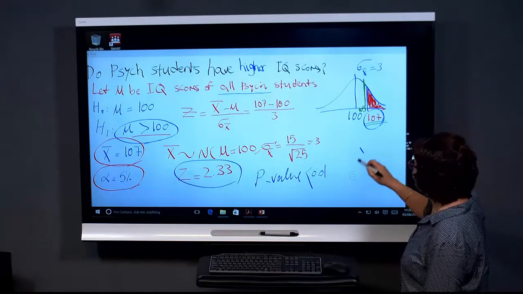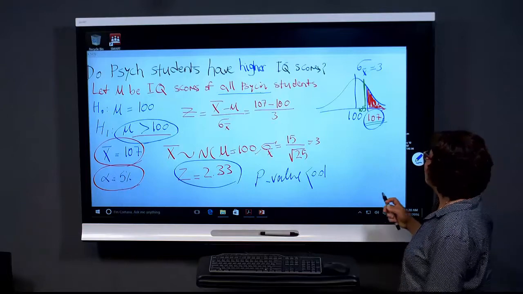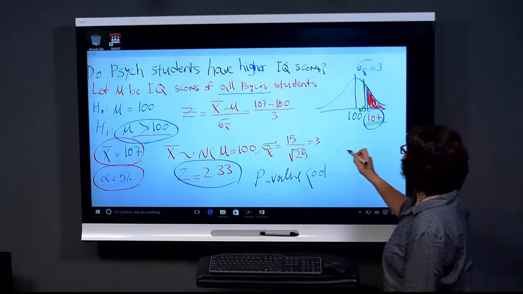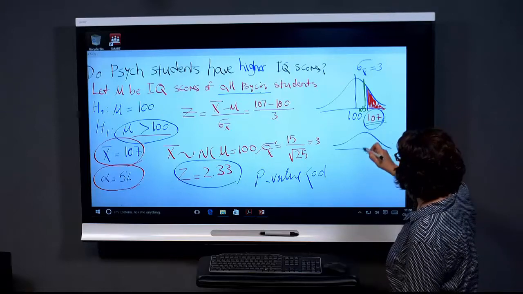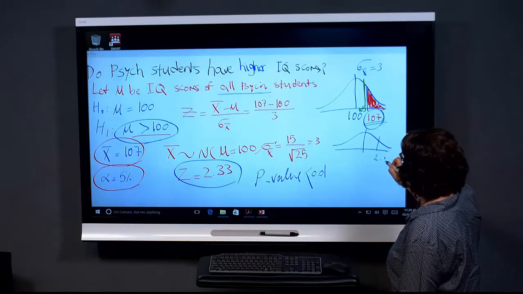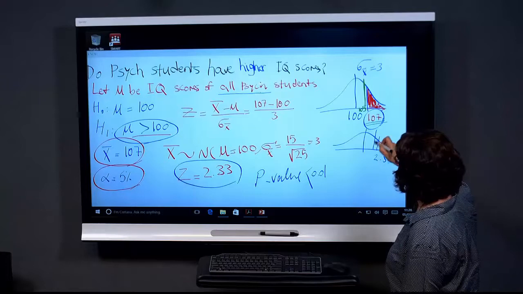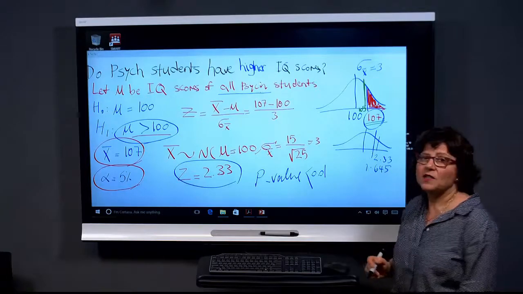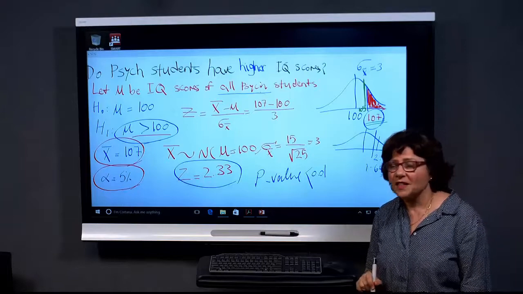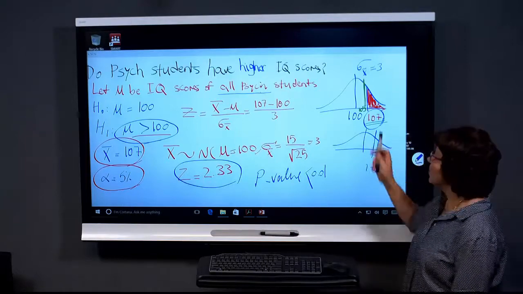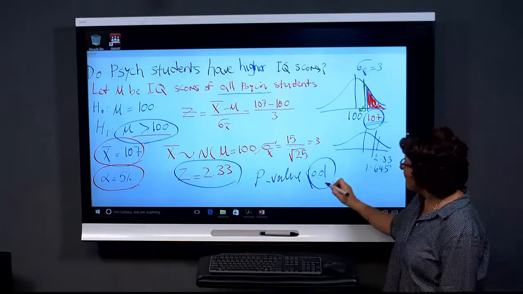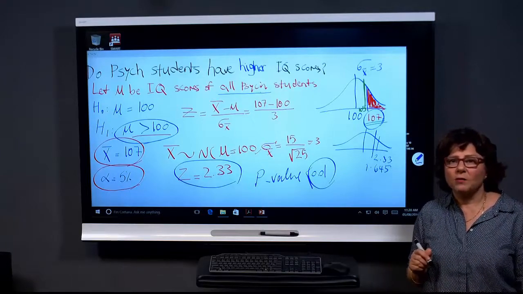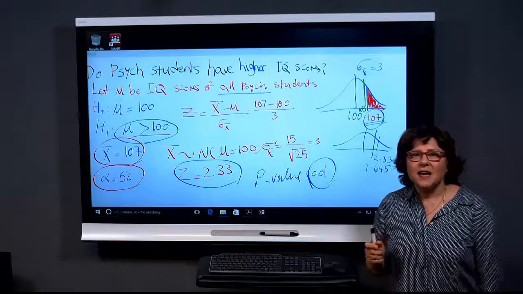And remember that if you wanted to do the cutoff score, your 2.33 here was greater than your cutoff score of 1.645, which was the cutoff score for the 5% significance level. But now we are looking at the p-value, and we got the p-value from the tables, and it was less than 1%.